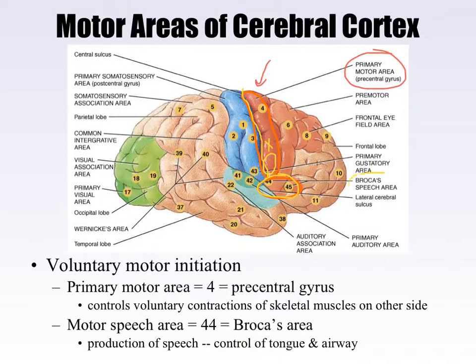So that is for speech production. That is what allows you to talk. And that would be Broca's area, number 44. And this whole area right here is the primary motor cortex, number 4.